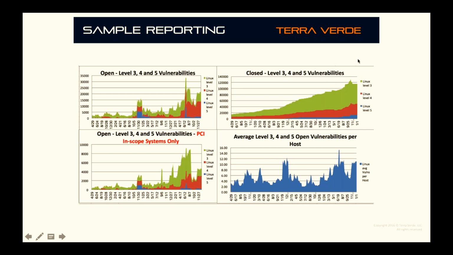This is another series of reports that we recommend and various kinds of reporting metrics. Again, open vulnerabilities at different levels, the average number of vulnerabilities per host, and then based upon the scanning scope, if they're in the PCI zone or the non-PCI zone accordingly.